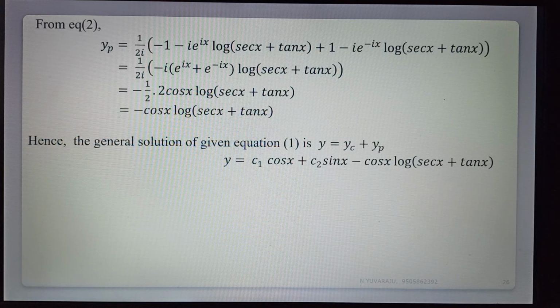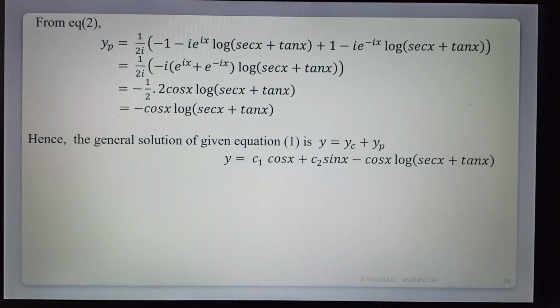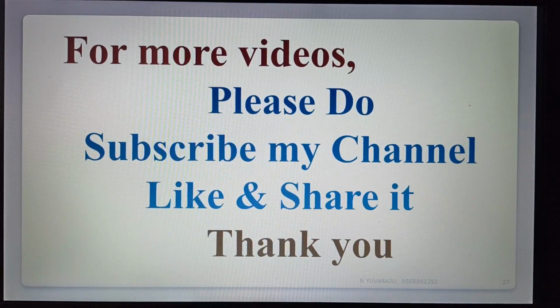So this is the general solution of the given non-homogeneous equation when 1 by f of D can be expressed as partial fractions. So similarly, third example. Okay, thank you. So this is the first method is over.